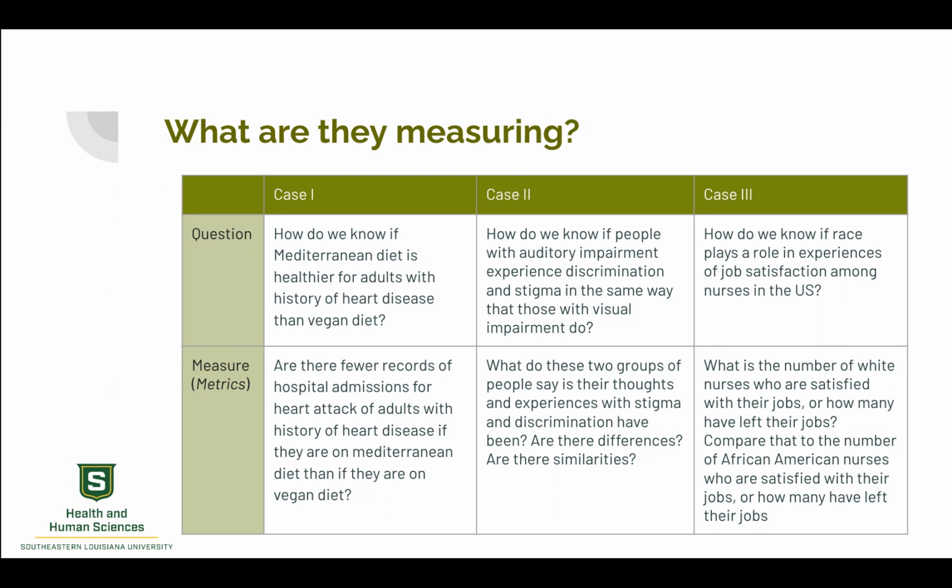And then for case three, in trying to understand whether race plays a role in the experiences of job satisfaction, we have the metrics trying to answer this question by looking at the number of white nurses, how many of them say that they're satisfied with their job, and how many of them have left their jobs. And they are comparing this number with the number of African American nurses who say they are satisfied with their job and how many have left the job. So that is what metrics do.